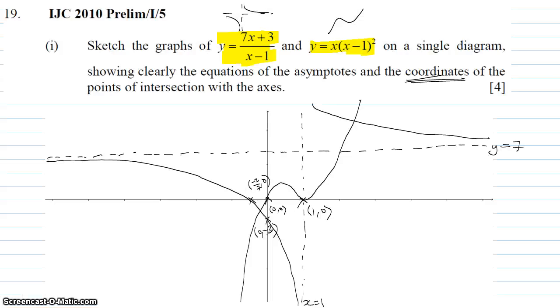No, I'm not. There is one thing I had forgotten to do. That's, of course, all my labels. So I should label my axes, x and y, and then I should label my curves, y equals 7x plus 3 over x minus 1, and y equals x times x minus 1 squared. So yeah, please don't forget your labels either. Now I'm actually done.